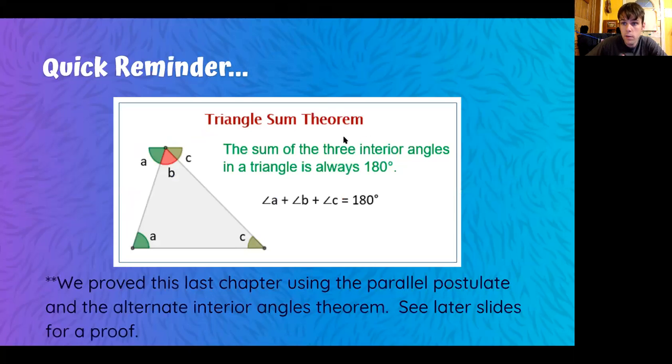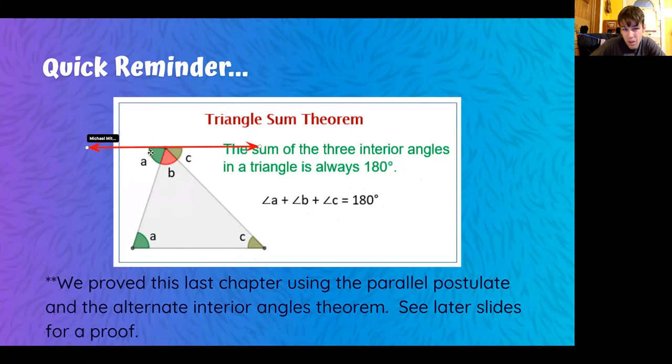All right, so quick reminder, we did a proof of this in chapter 3, but it's called the triangle sum theorem. And the basic idea of the triangle sum theorem is that the three angles of a triangle, so in this case, angle A, B, and C, all add up to 180 degrees. Now, this is based on the parallel postulate and using alternate interior angles. Basically, the parallel postulate guarantees that if we pick one side, we can always draw a line that is parallel to that side through the other vertex. So I drew this line that was parallel to this side through that vertex.